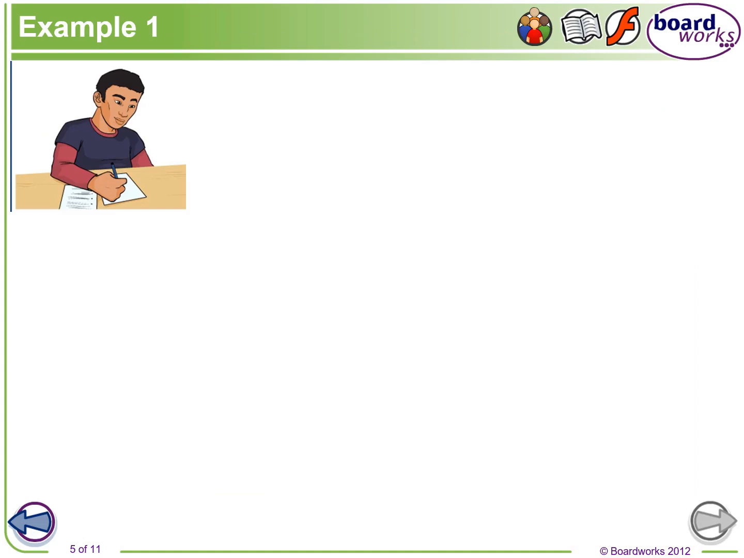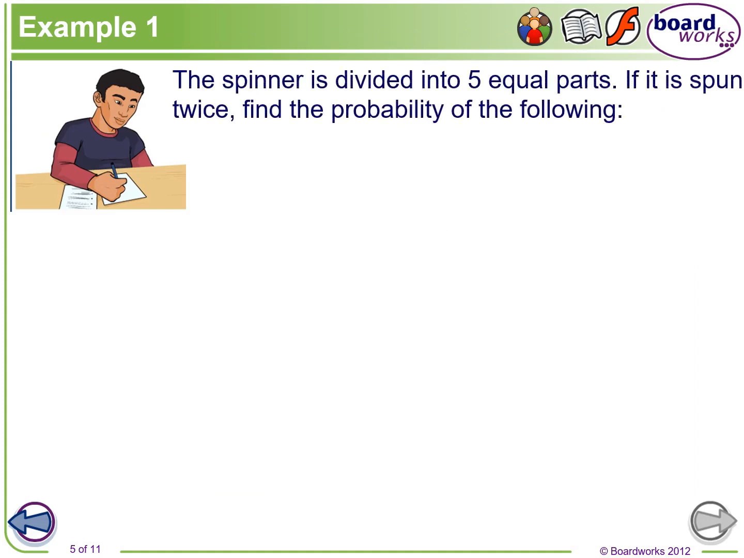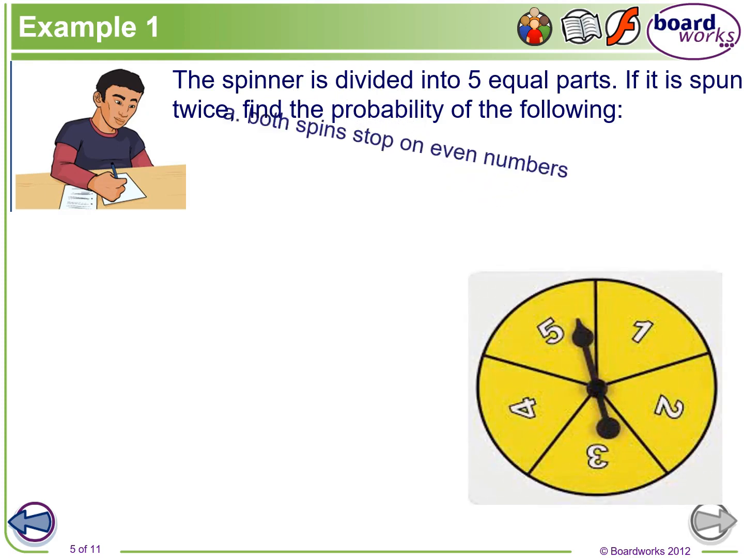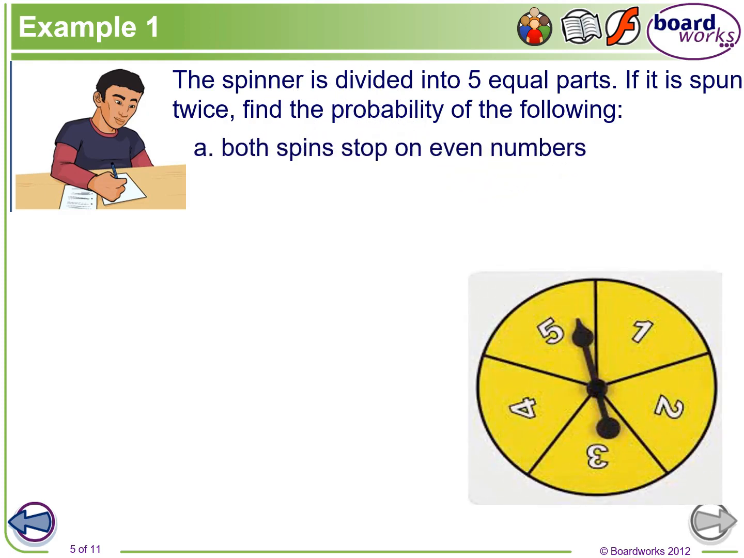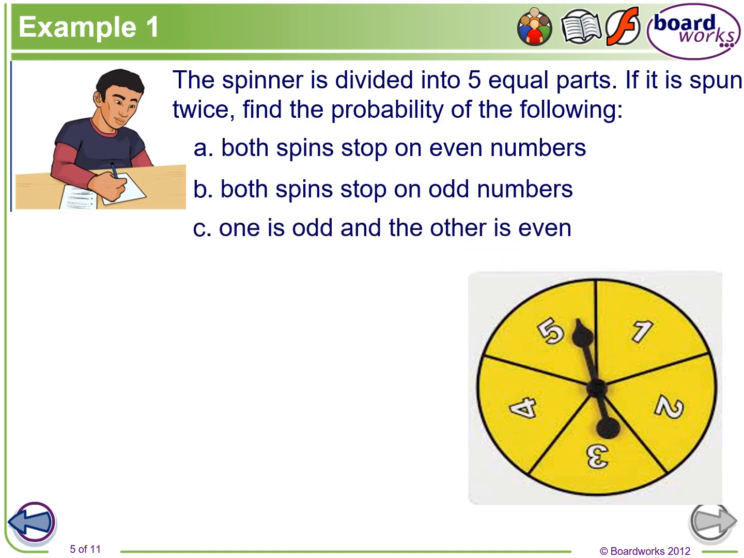Let's have example number 1. The spinner is divided into 5 equal parts. If it is spun twice, find the probability of the following. A. Both spins stop on even numbers. Letter B, both spins stop on odd numbers. And letter C, one is odd and the other is even. Now, let's try to solve this one. Letter A.